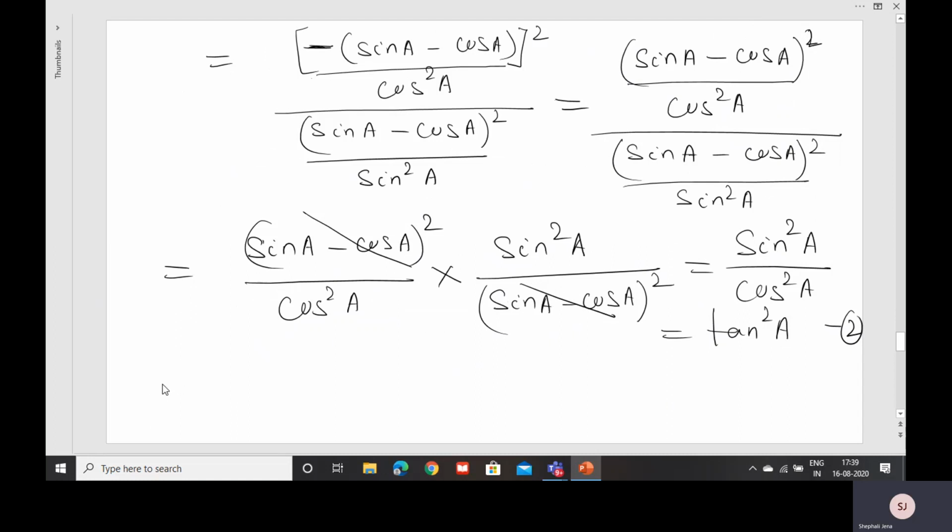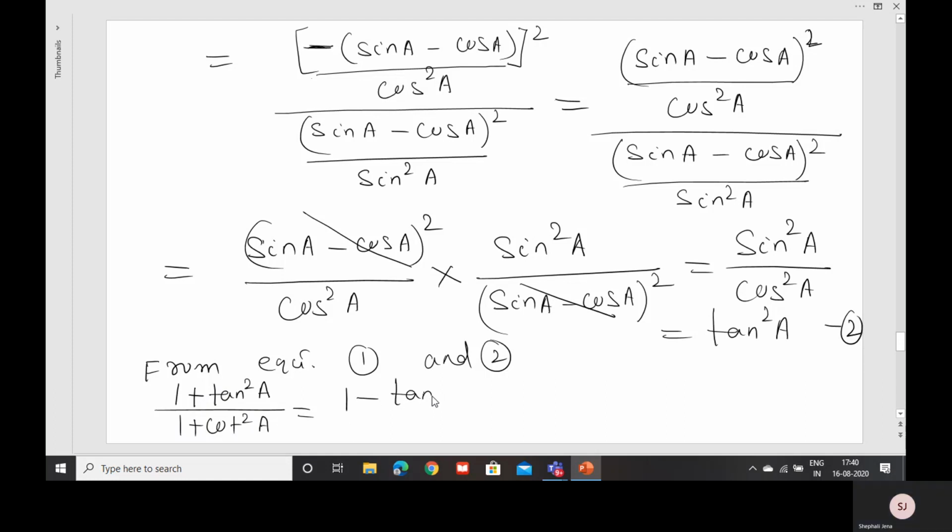So from equation 1 and 2, what you got? You should write (1 plus tan square A) divided by (1 plus cot square A) is equal to (1 minus tan A divided by 1 minus cot A) whole square is equal to tan square A. Proved.